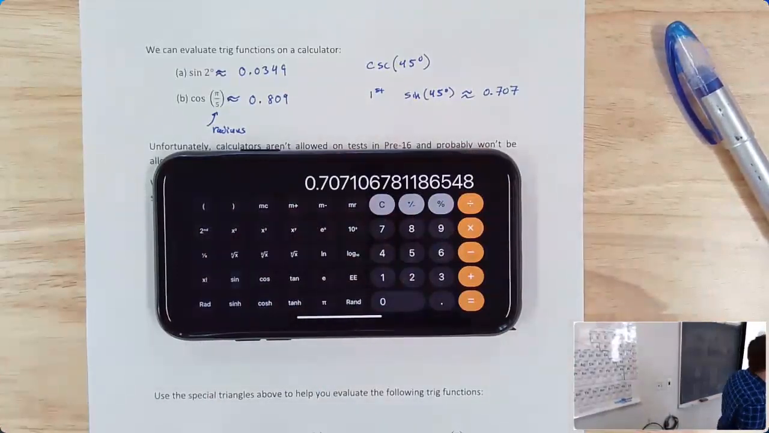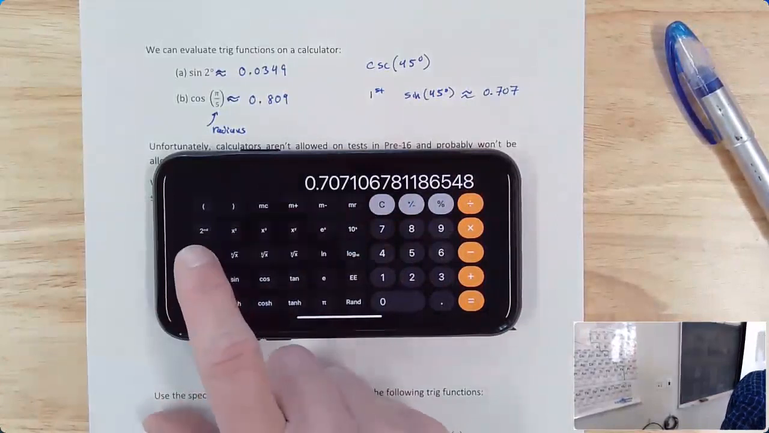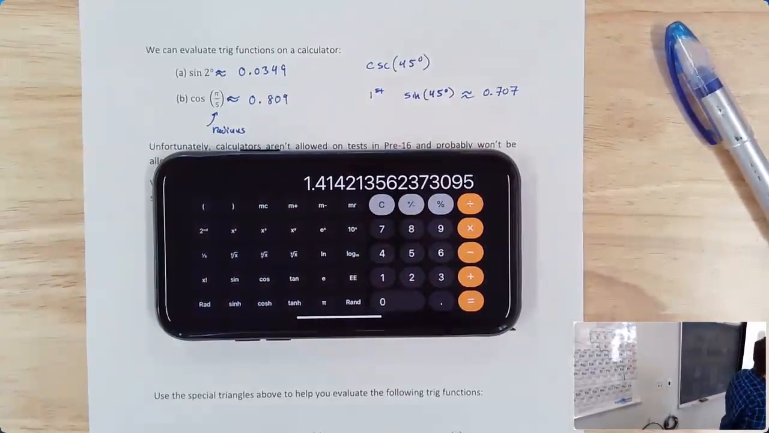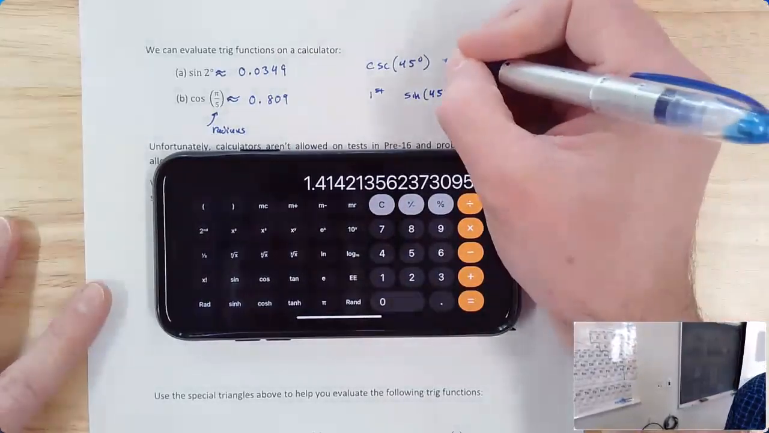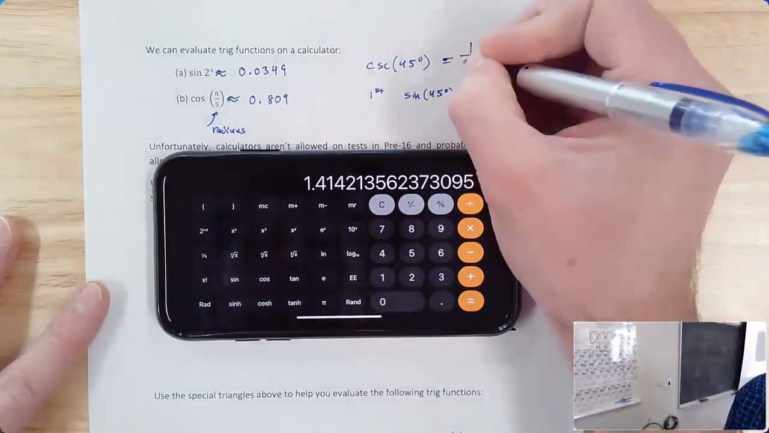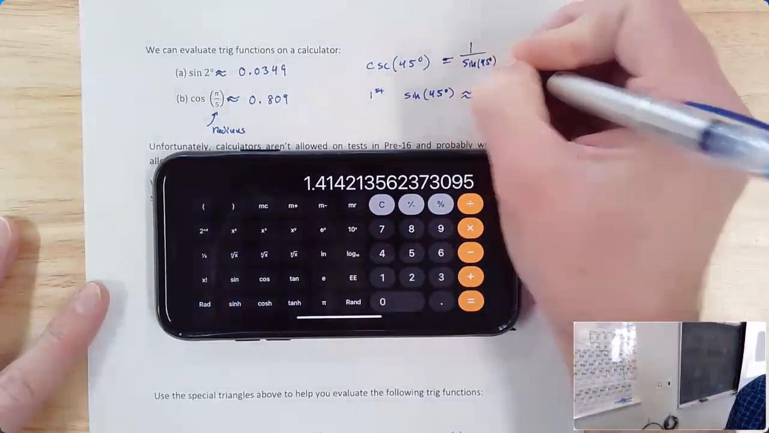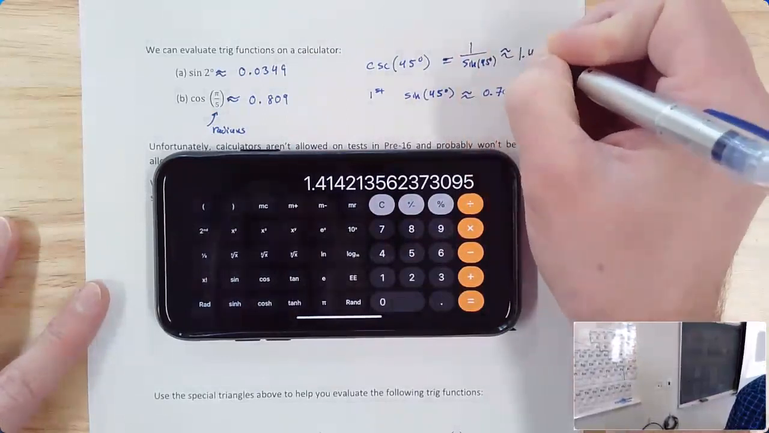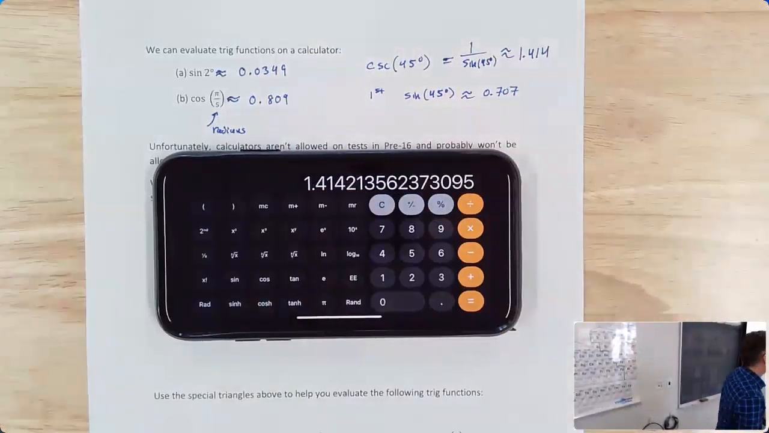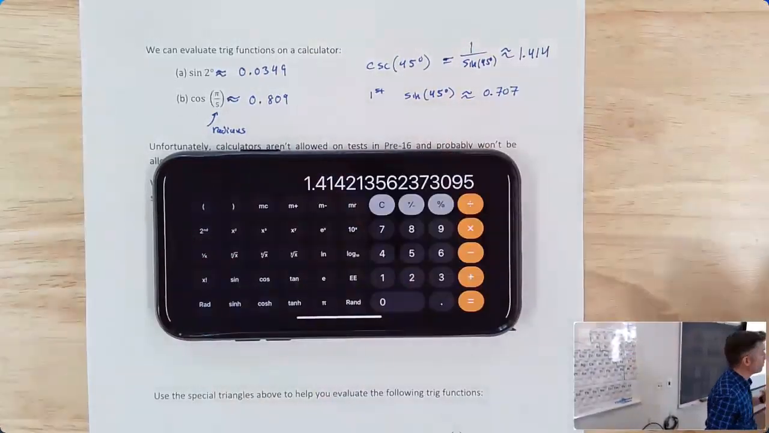Yep, 0.707 approximately. And then if I want to find cosecant of 45 degrees, I would take the reciprocal of that. So there's my reciprocal button, 1/x. So there's my cosecant of 45 degrees, exactly 1/sine of 45 degrees, which is approximately 1.41. So that's how you deal with the reciprocal trig functions if you're using a calculator.